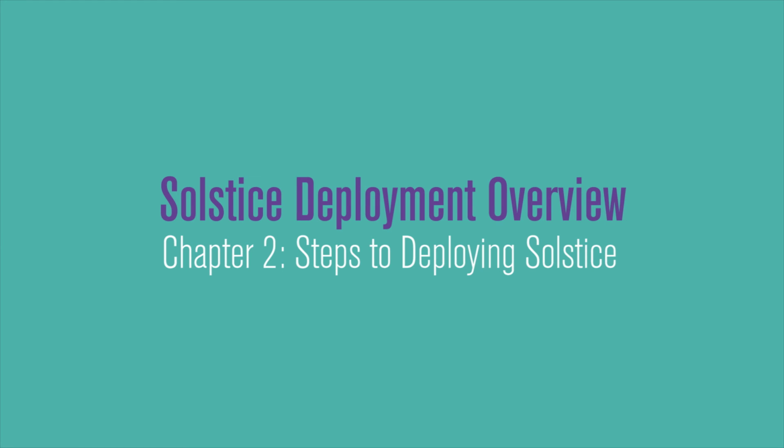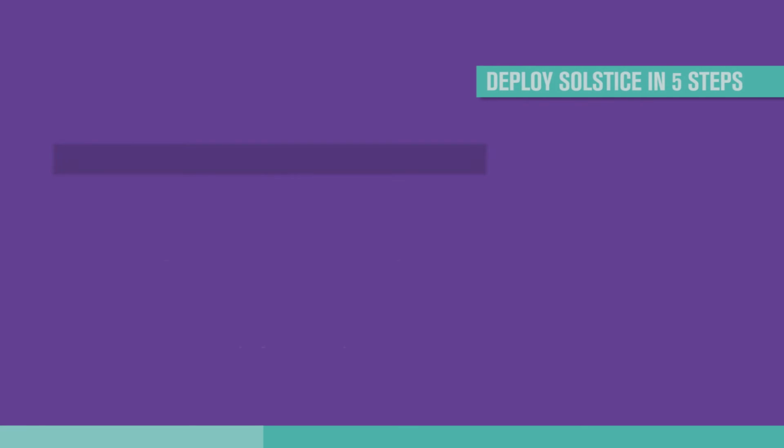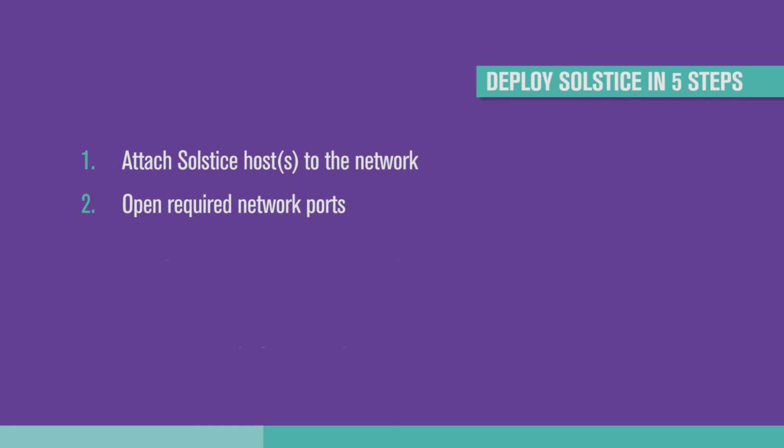Steps to deploying Solstice. When it comes to the actual deployment, we've broken down the deployment process into 5 primary elements. The first step is to determine how best to attach to the host network. For example, does the customer require access for both guests and hosts? Second, ensure the necessary network ports are open, and open ports as required. Consult with customer's IT team for this step.